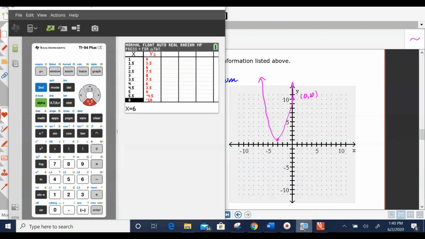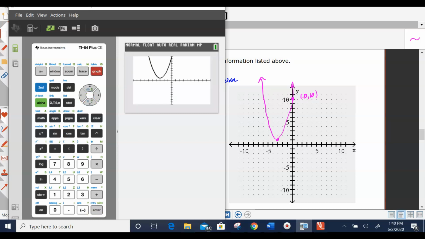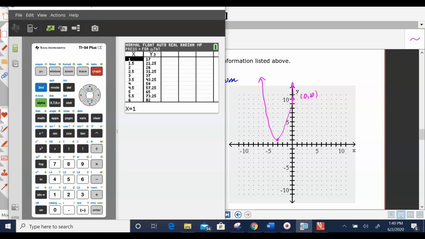And let's check it out on our calculator. So go to y equals and type that one in. I already have mine typed in, and let me turn it on. Okay, so I see similar shapes. If I hit the trace button, it automatically goes to the y-intercept, which is what I found earlier. And let's go to the table to get a couple of points.